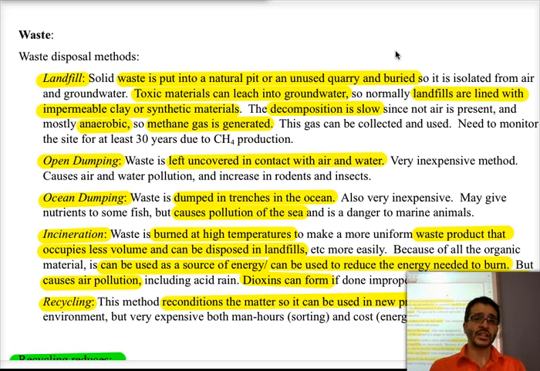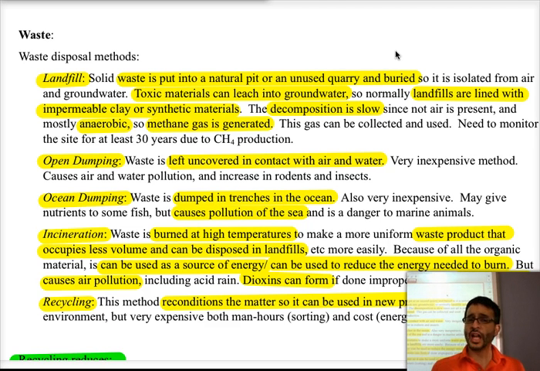The other problem with that is, of course, that rainwater is going to come in, and it can leach out some of the toxic materials in there. So we normally line the bottom part of a landfill with some type of impermeable clay, or sometimes literally some huge bags, like a tarp made out of plastic or some other impermeable material, to keep the toxic materials from reaching into the groundwater or any of the other soil.